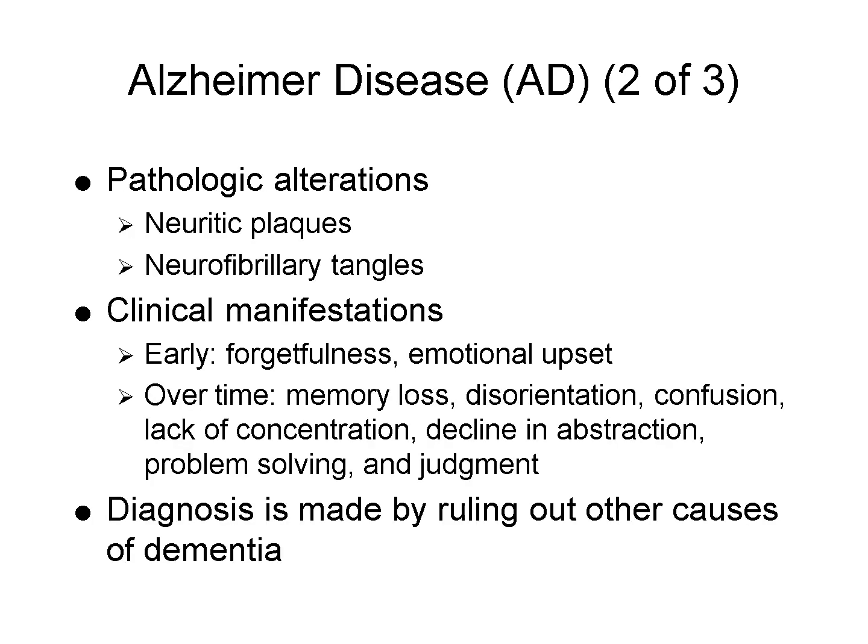Pathologic changes in AD include the buildup of neuritic plaques made of beta amyloid and the formation of neurofibrillary tangles composed of tau protein. Early symptoms include forgetfulness and emotional instability. As the disease progresses, patients experience confusion, disorientation, and loss of problem-solving skills and judgment. Diagnosis is often by exclusion of other causes.